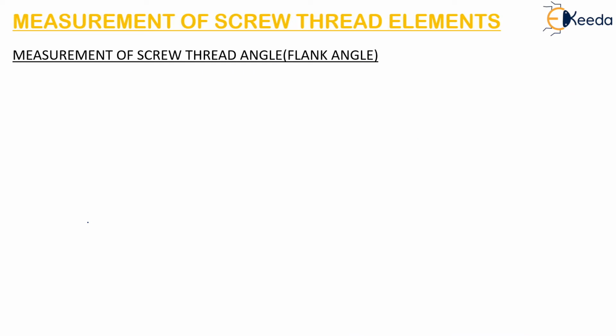The next screw thread element which we are going to measure is the screw thread angle or the flank angle. It is important to measure the flank angle rather than the included angle, which is between the adjacent flanks, because it is possible to produce a thread with the correct included angle but which is skewed relative to the normal to the axis.